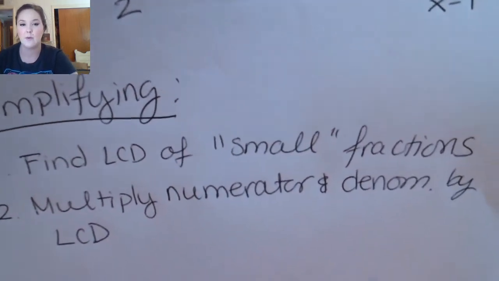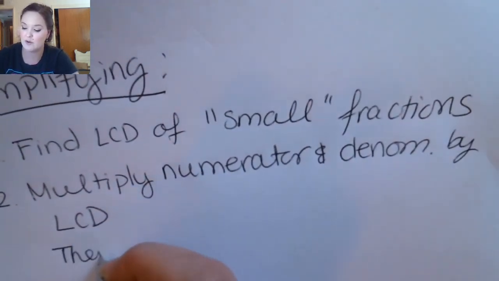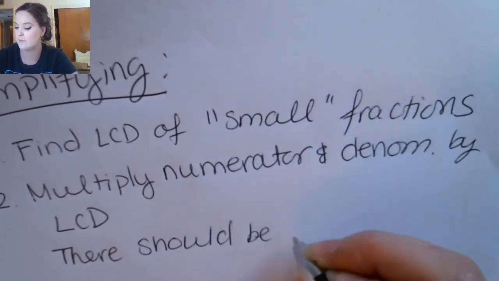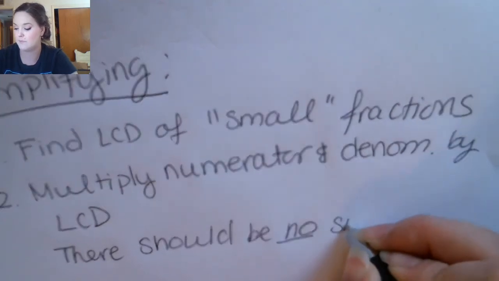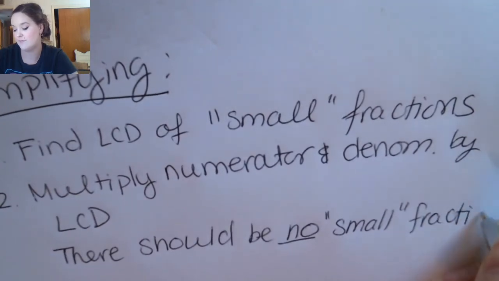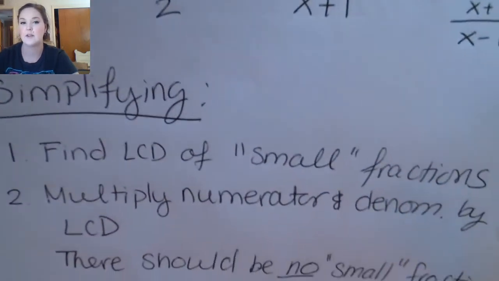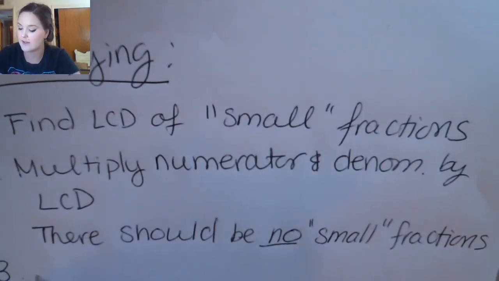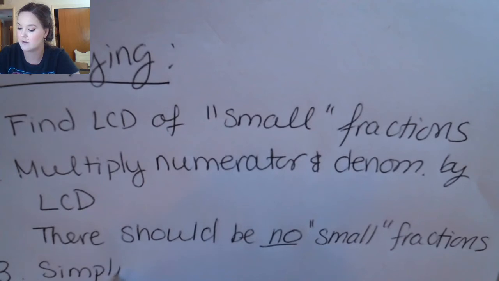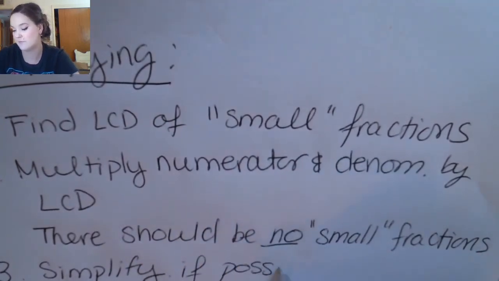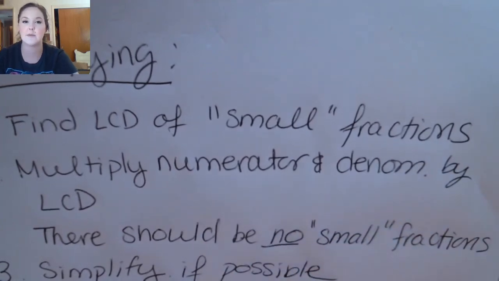Okay, now when this happens, there should be no small fractions left. After that step, you should only have the bigger fraction. Then you can simplify, if possible. Sometimes that simplifies, sometimes it doesn't. All right, let's look at some examples.